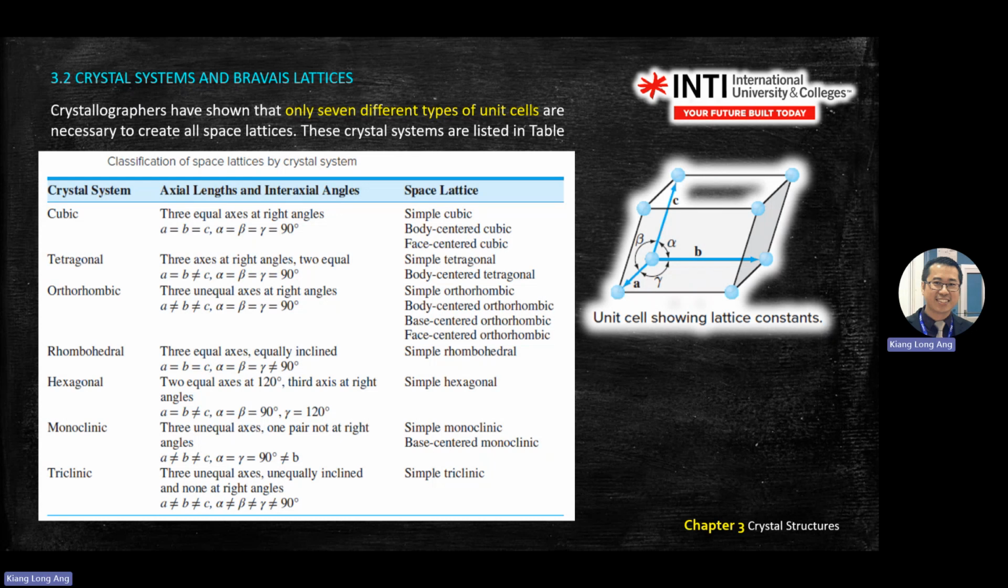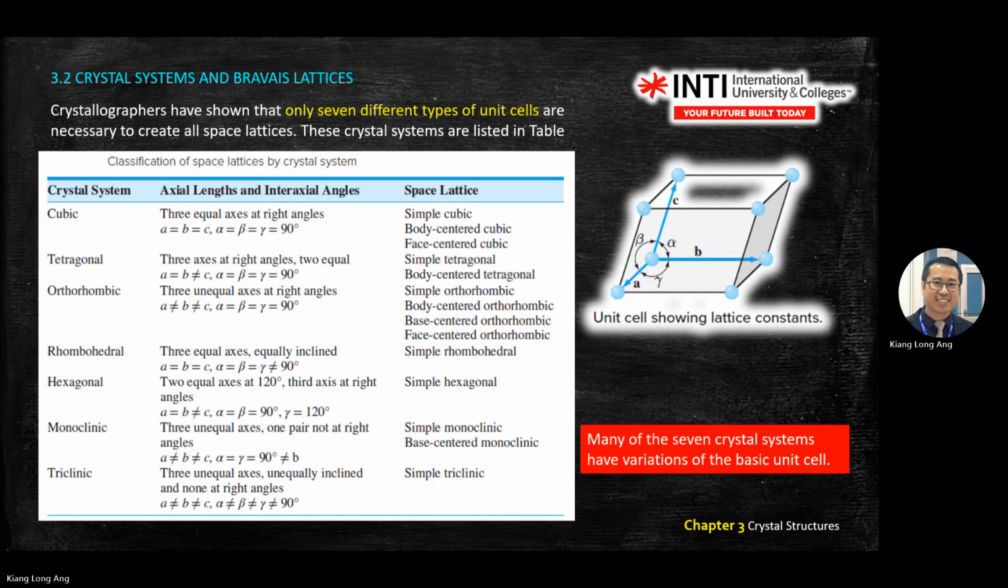So you have seen this one before, right? There is a difference between crystal system and space lattice. So don't confuse between this one and this one: cubic crystal system and space lattice system.